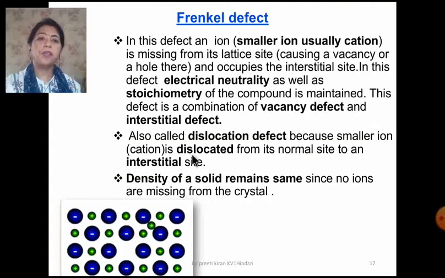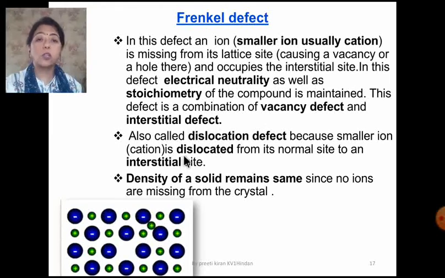The Frenkel defect. In this defect, a smaller ion, usually a cation, is missing from its lattice site, causing a vacancy or a hole there, and occupies the interstitial site. In this defect, the electrical neutrality as well as the stoichiometry of the compound is maintained. This defect is a combination of vacancy defect and the interstitial defect.